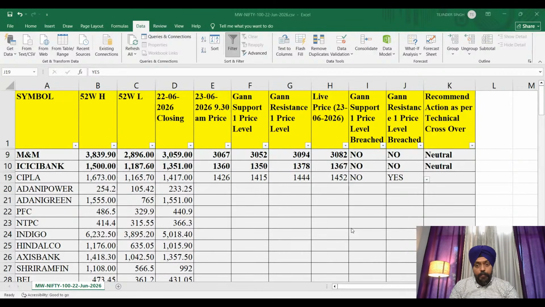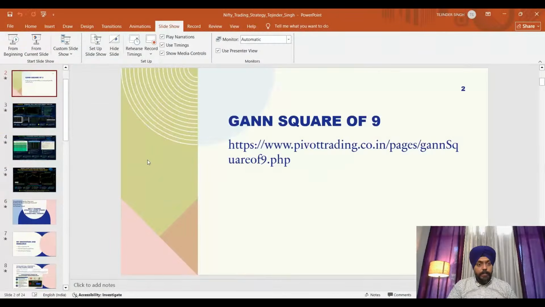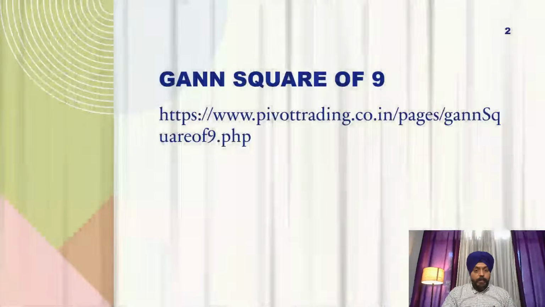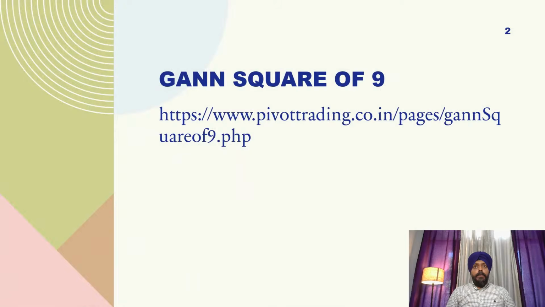After 1453, it is 1463, 1472, 1482, which you can generate using the Gann square indicators. If anyone joined late, let me tell you again that we are using this website to generate these pivot levels.